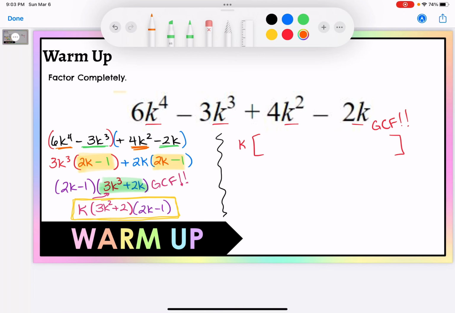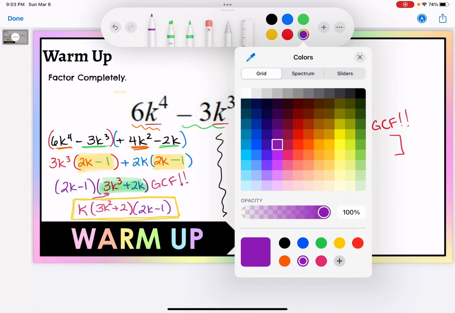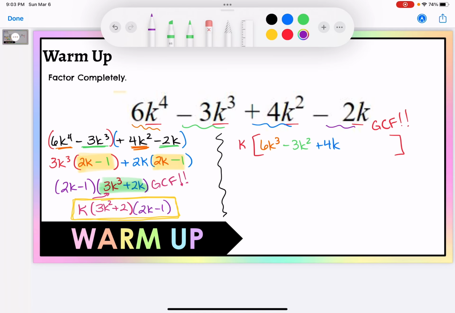So if I pull that GCF out at the beginning, this becomes 6k to the third, negative 3k squared, positive 4k, and I have -2. And I made my parentheses a little bit too big. Right? Now I made brackets here because I know that in my next step I'm going to start using parentheses to do factoring by grouping, right?